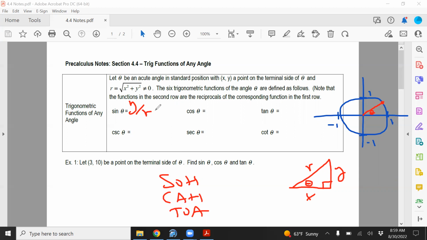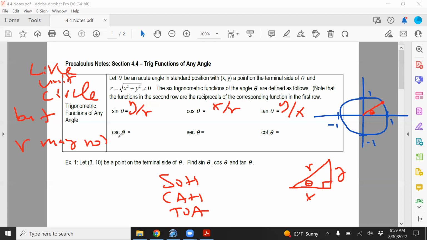Cosine theta would be adjacent over hypotenuse, right? So what two letters am I going to compare? X over R, exactly. X over R. And then finally, tangent theta is going to be opposite over adjacent, Y over X. So it's almost like the unit circle. This is like the unit circle, but R may not equal 1. It could equal 1, but it may not equal 1. So we need a general way of finding sine, cosine, tangent if you have a variety of situations. We're going to see those various situations in the following examples. But Y over R is sine, X over R is cosine, Y over X is tangent.